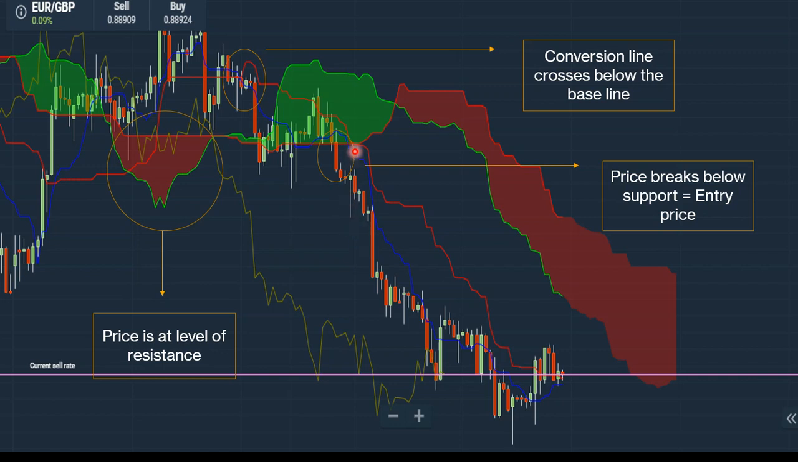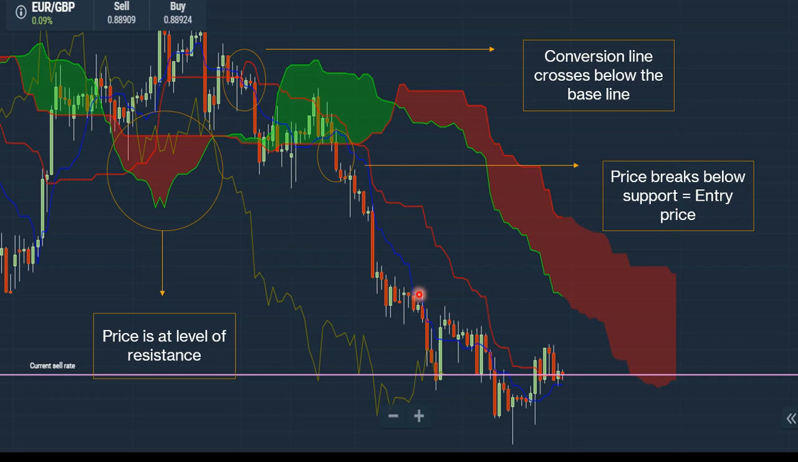We see that the conversion line stays below the baseline all the way down, and we look as if we're approaching a level of crossover here, and we're beginning to see a thicker red cloud forming. So that's an indication that we're about to see a trend reversal back up, but we wouldn't enter until we've got confirmation of it crossing through the cloud.